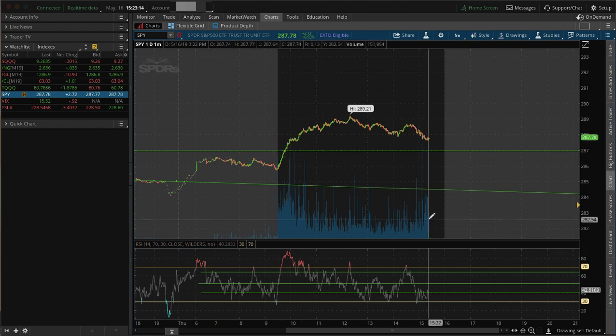You have your support, you have your resistance, you have your higher highs and your higher lows and your lower lows and your lower highs, all inside of the RSI.